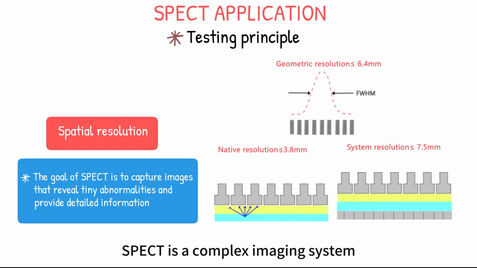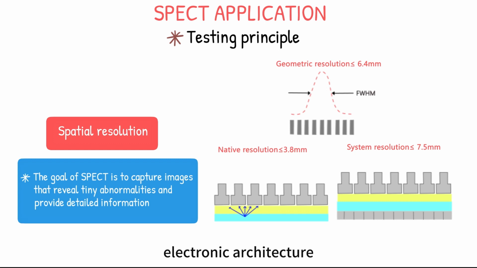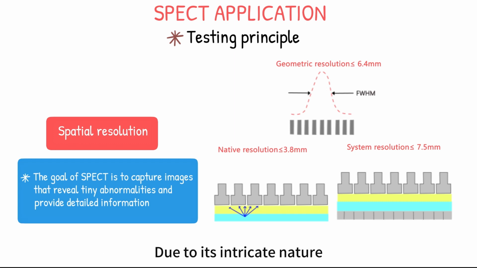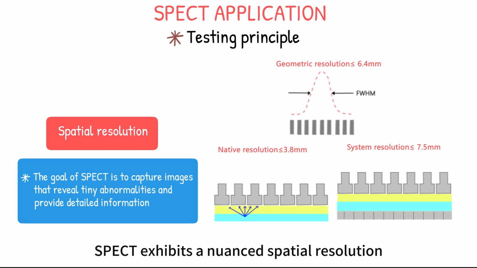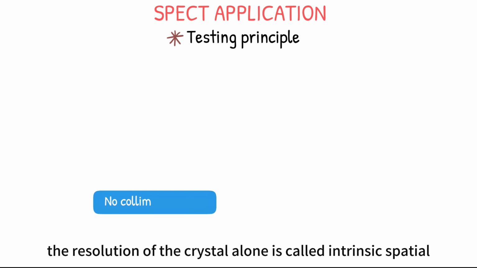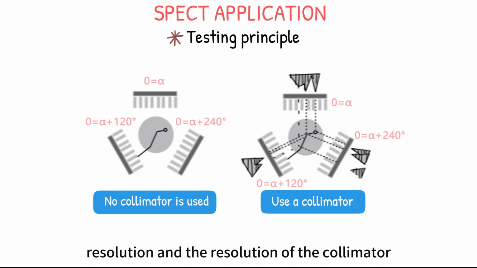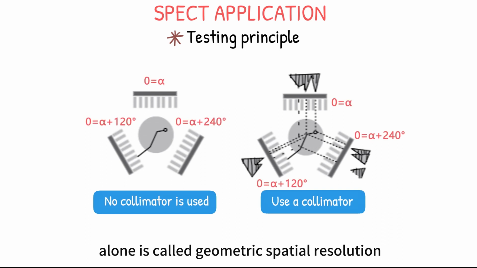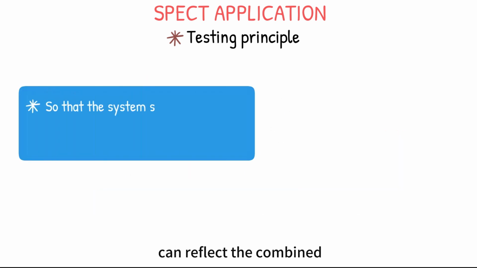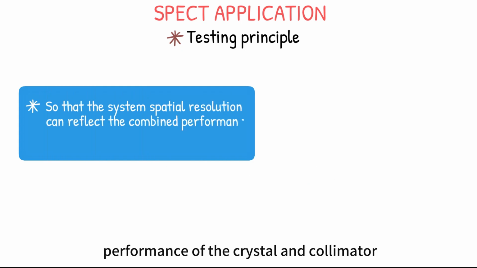SPECT. SPECT is a complex imaging system that comprises collimators, crystals, electronic architecture, and data reconstruction, all working together in the image chain. Due to its intricate nature, SPECT exhibits a nuanced spatial resolution. When a collimator is not used, the resolution of crystal alone is called intrinsic spatial resolution, and the resolution of the collimator alone is called geometric spatial resolution. In contrast, a collimator is necessary for clinical imaging so that the system's spatial resolution can reflect the combined performance of the crystal and collimator.